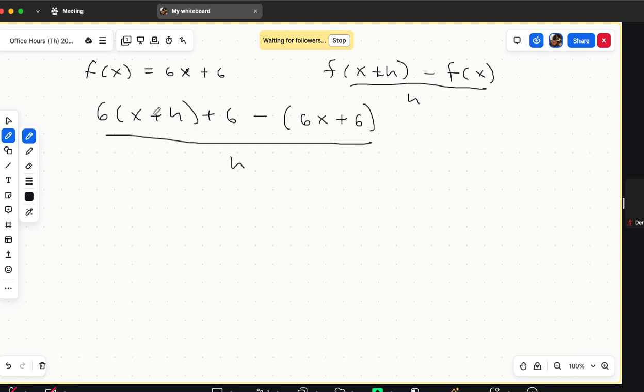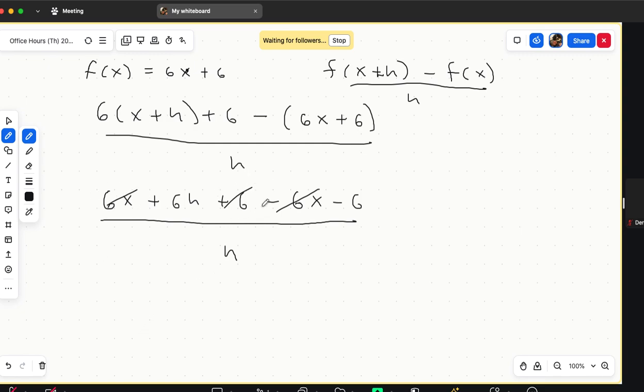So we'll distribute that 6 through the parentheses, and that's going to get us 6x plus 6h plus 6 minus, distributing that negative through, 6x minus 6. That is all over h. And then a bunch of stuff should cancel. So here we have positive 6x and minus 6x, so those are going to cancel out, and plus 6 and minus 6, so those are going to cancel out.